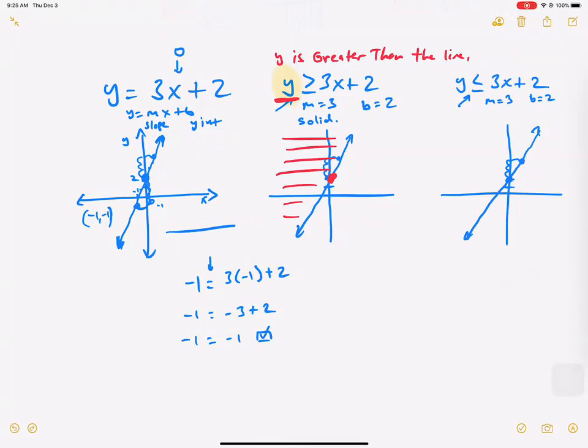Now, we're not just equal to the line anymore, right? We're not just equal to the line. Y is less than. So again, here is the dumb trick. Please don't shake it off, okay?